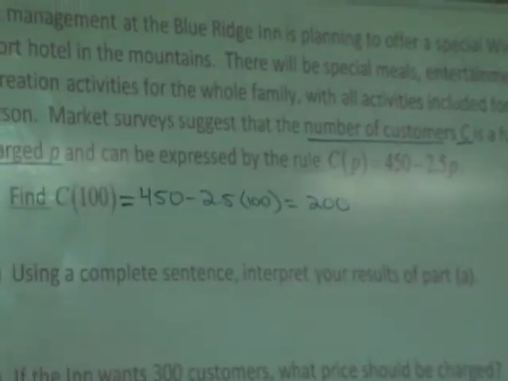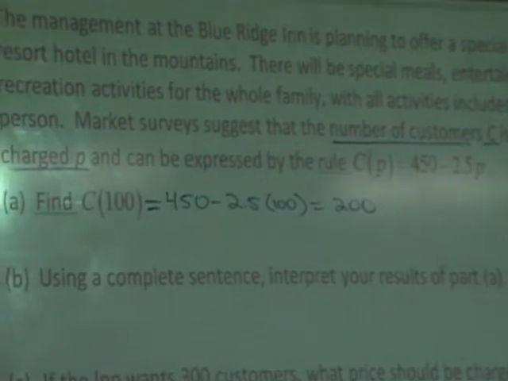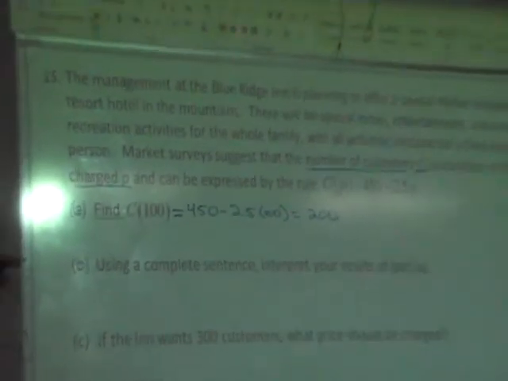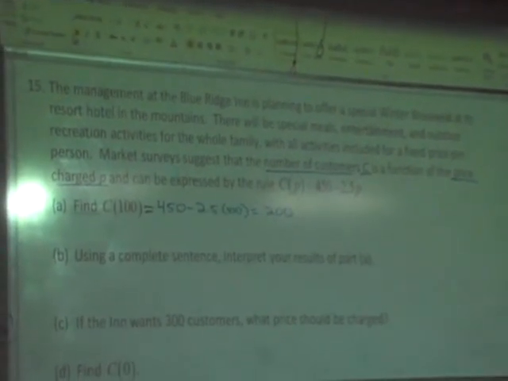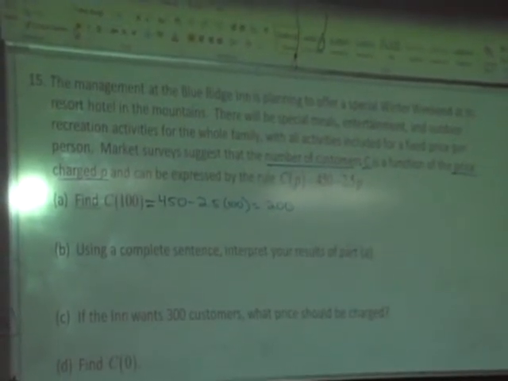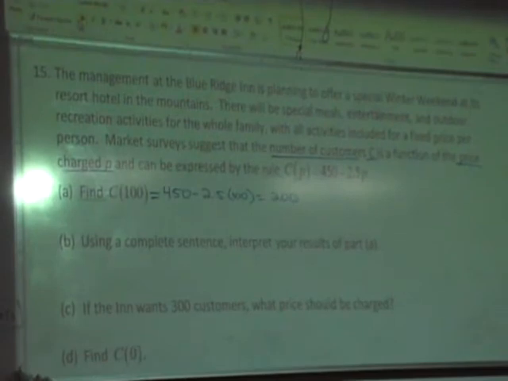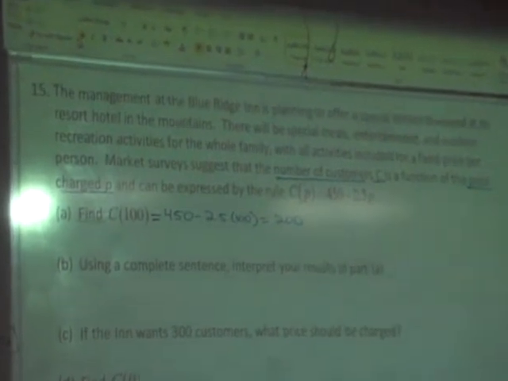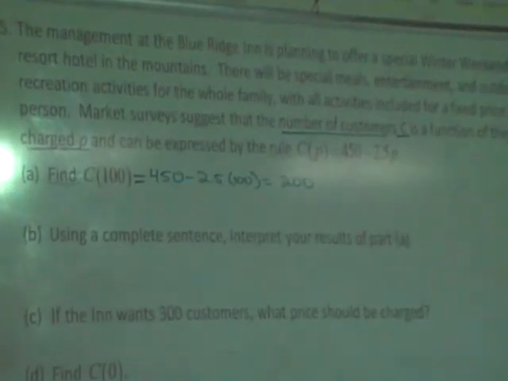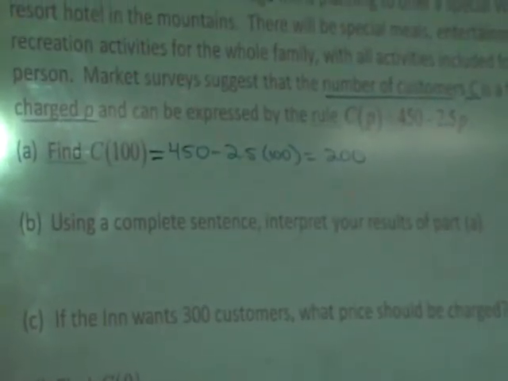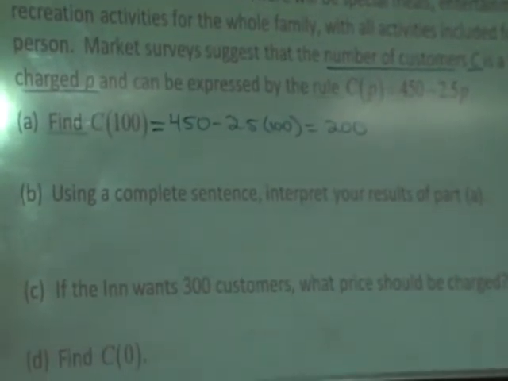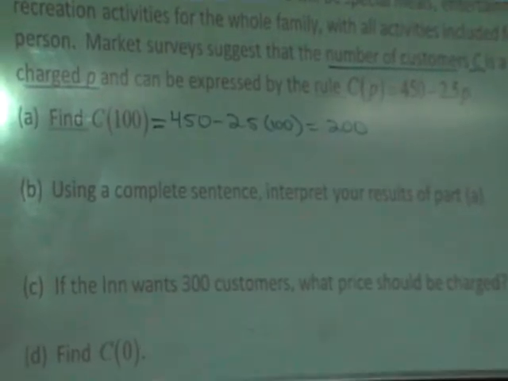Okay? Using a complete sentence, interpret the result from part A. I'm going to give you a few seconds to write a sentence for that. 200. In just a second, I'll ask you to read your sentence. Just a few moments. What does it mean when we say C of 100 equals 200?